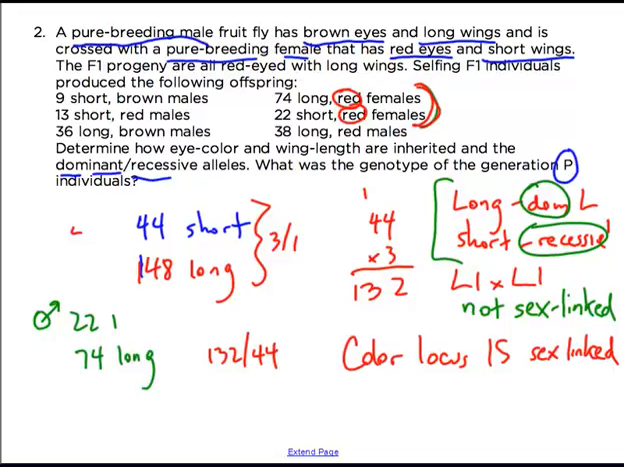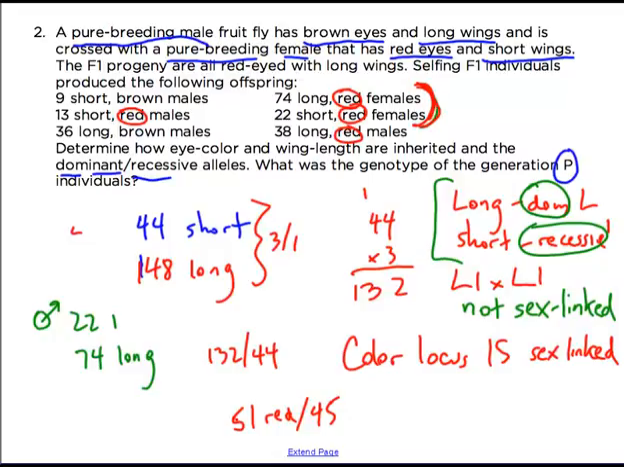And furthermore, which one is dominant? Well, because all the females here are red, you'd be tempted to say red is dominant, and I think that's correct. Now, though, we want to look at the ratio in the males. So out of the males, how many reds do we have? 38 and 13, 51 red. And how many brown do we have? 36 and 9. We have 45. That's basically a 1-to-1 ratio. So we really don't get a lot of information out of that. But the fact that all the females are red tells us that probably red is dominant.